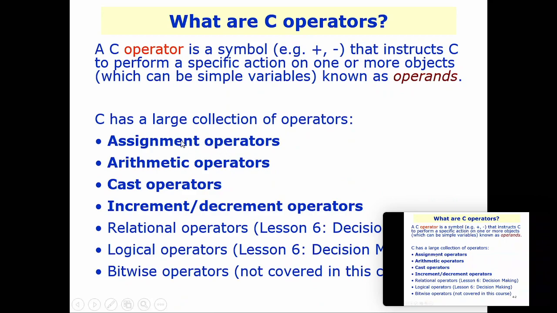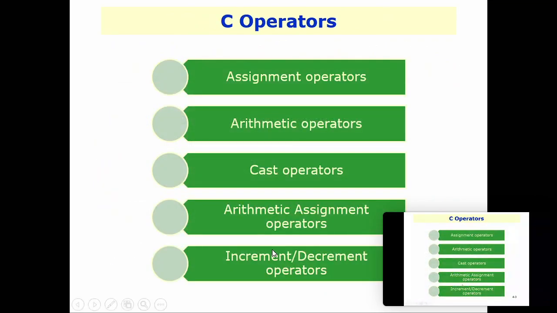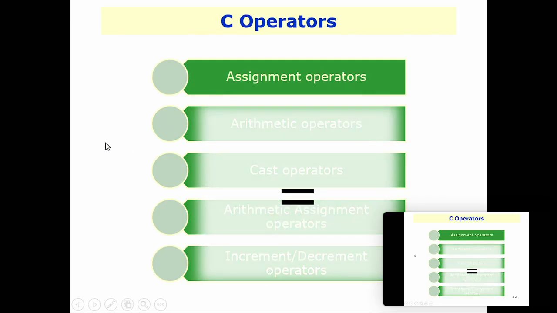So assignment operators. Actually, it is very simple. If you want to assign a certain value to a variable, you're going to use these operators. Arithmetic is quite straightforward: plus, minus, multiplication, division, something like that. And cast operators and increment, decrement will be introduced at the end of this lesson. And the other operators will be handled in the decision making and the other course. Okay, let's begin from these assignment operators, which is very simple, the equal sign.